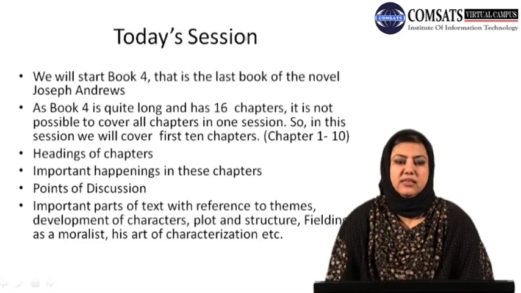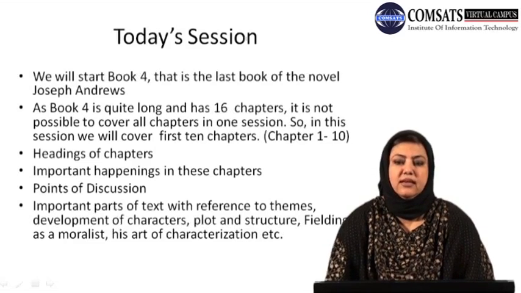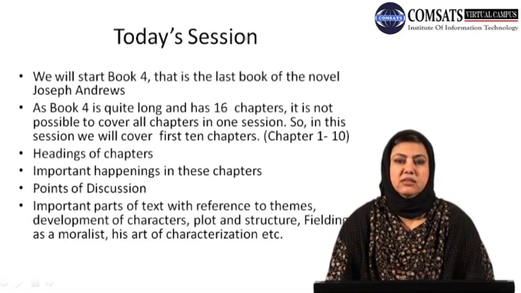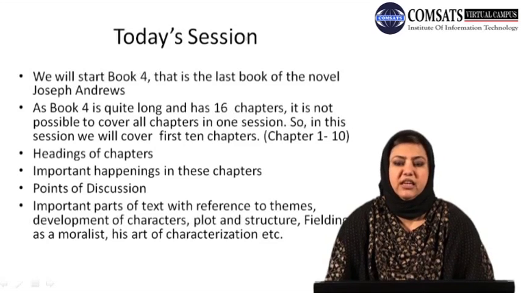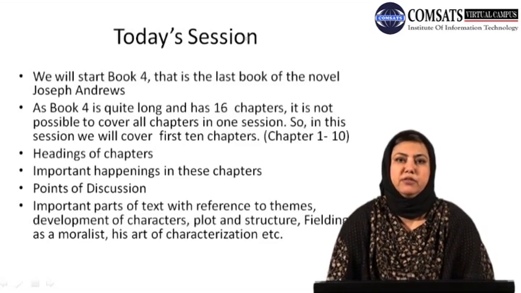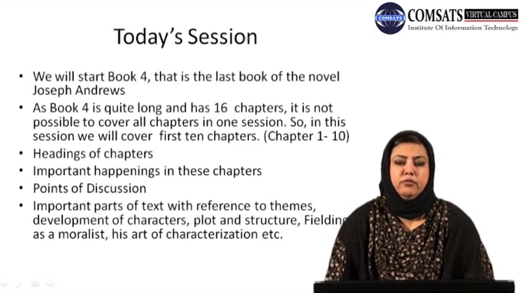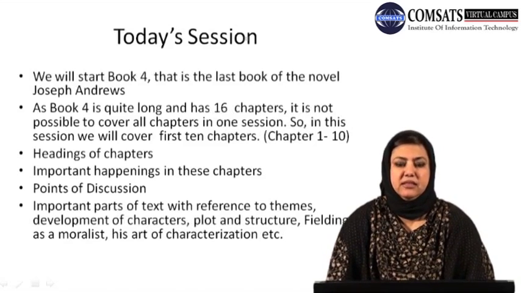As far as today's session is concerned, we will start book 4, that is the last book of the novel Joseph Andrews. Since book 4 is quite long and it has 16 chapters, it is not possible to cover all the chapters in one session. So in the current session, we will cover only the first 10 chapters, moving from chapter 1 to 10, looking at the headings of the chapters as well as important happenings in these chapters.